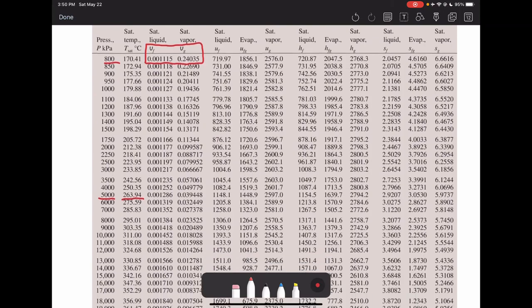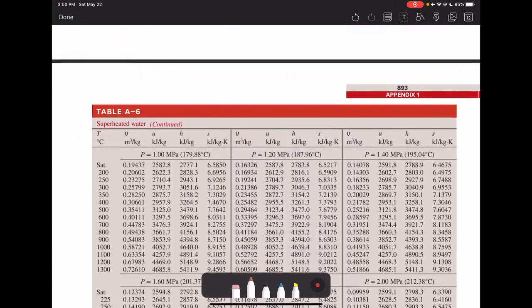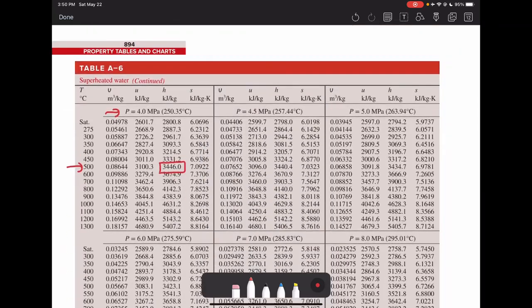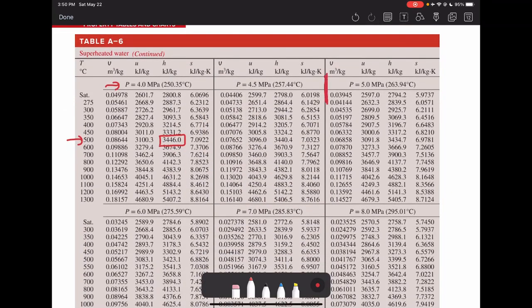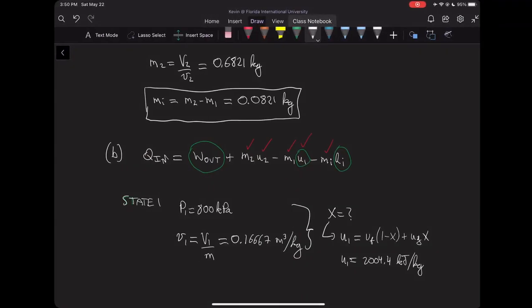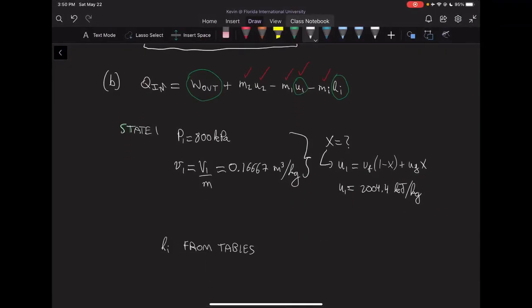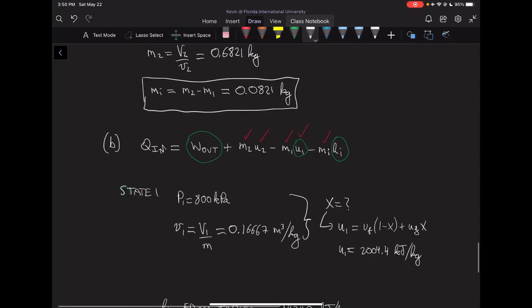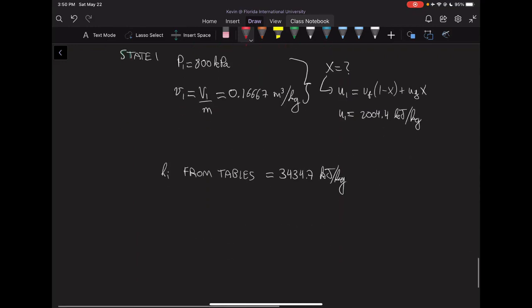And following that, we can go to our table A6, where we have 5 megapascals, which is shown in this box right here. And we can look for 500 degrees Celsius, where we would find that HI is equal to 3434.7. So HI from tables is equal to 3434.7 kilojoules per kilogram. So now we have the value for HI. The only thing left is the work out.